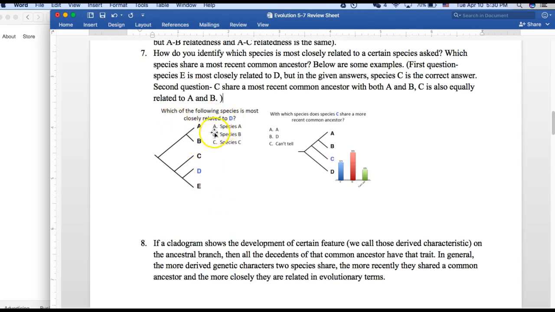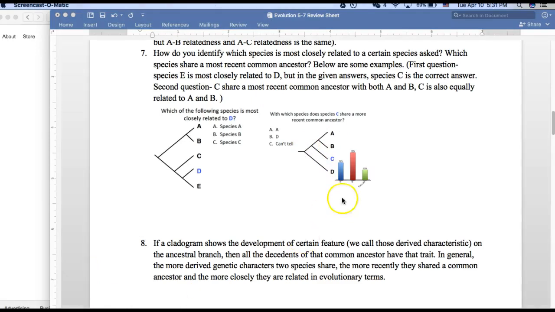Which one of the following is most closely related to D? Out of all three of these answers, the answer will be C. With which species does C share a most recent common ancestor? C and A share a most recent common ancestor right here. C and D share a most recent common ancestor right here.